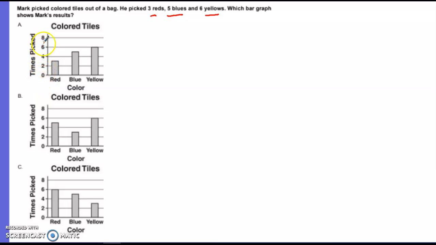Tells me how many times he picked those tiles. All of them say that, and all of them have the colors on the bottom. So I know what I need to pay attention to is my bars. See if my bars match these numbers.